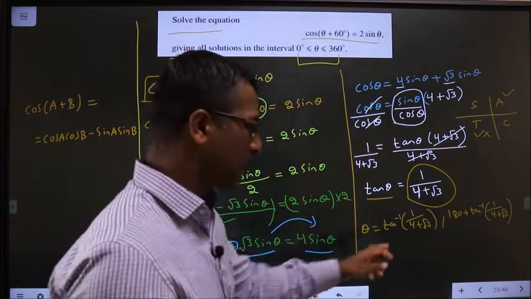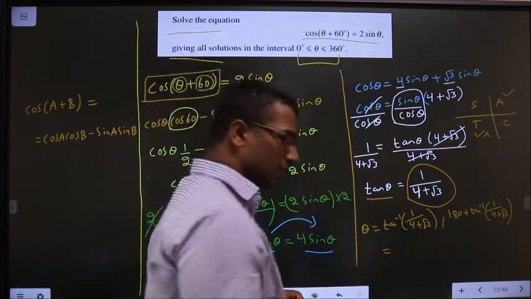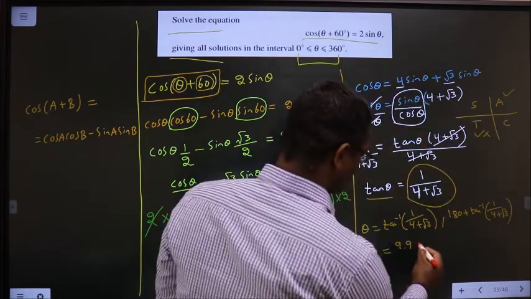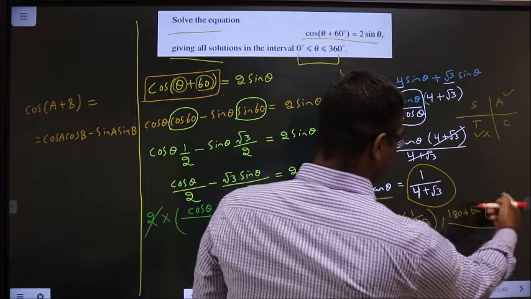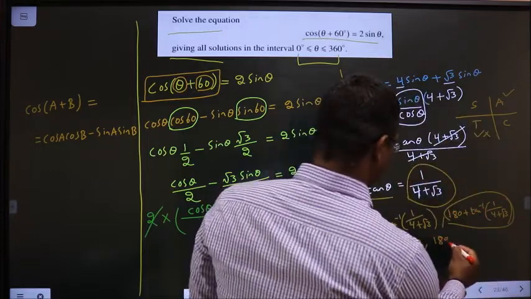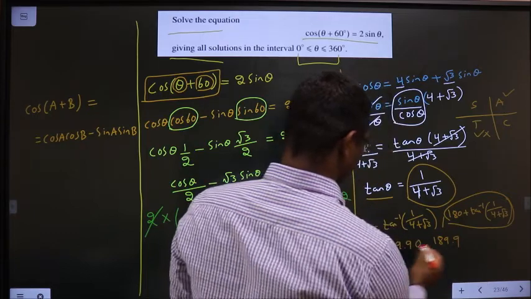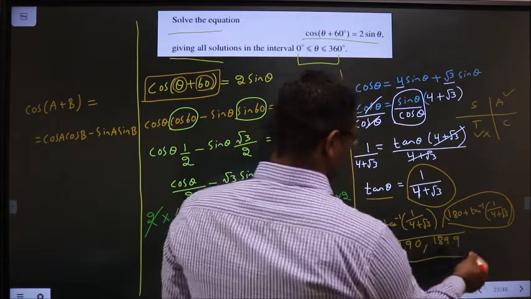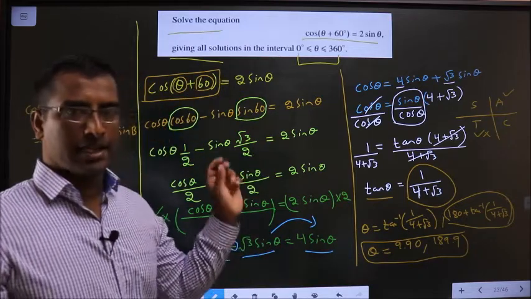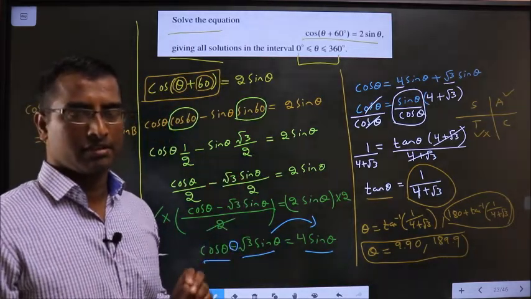Clear? Next, put this in the calculator. You get the answer to be 9.90. And if you put this in the calculator, you get the answer to be 189.9. Thus, these are the values of theta in the interval satisfying the given equation. Okay.